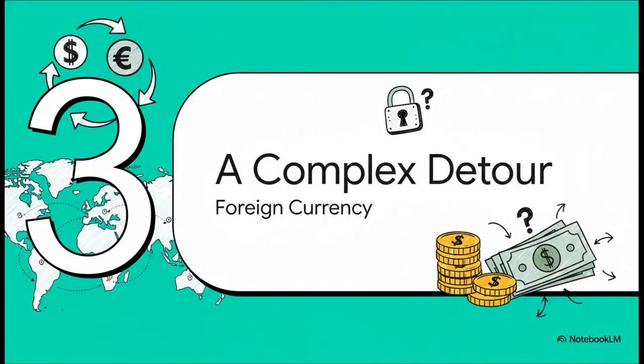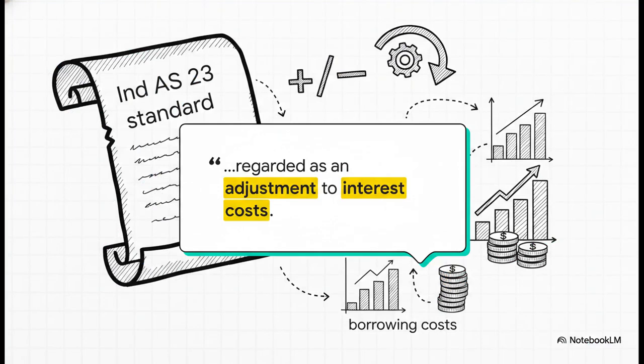Okay, so we've got specific and general borrowings down. But before we finish up, we need to take a quick but really important detour. Let's talk about a more complex situation: navigating foreign currency borrowings. The standard itself, IND AS 23, gives us our guiding principle here, and it uses this very specific phrase: "to the extent that they are regarded as an adjustment to interest costs." Okay, so what on earth does that mean in practice?